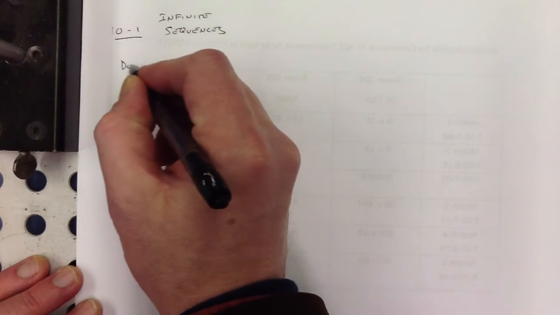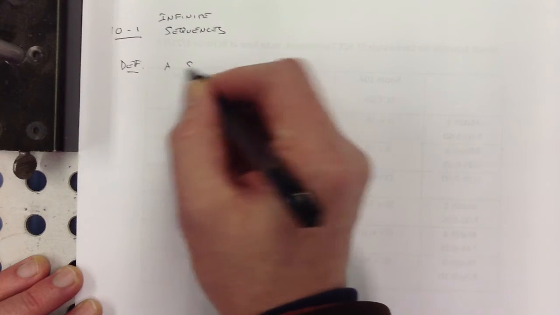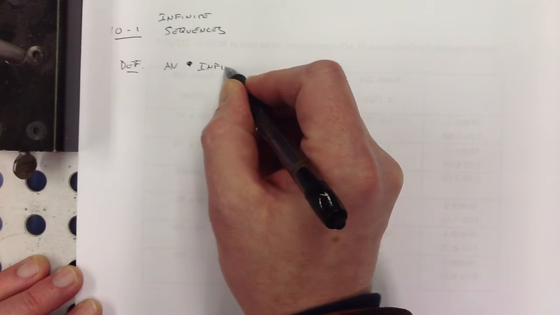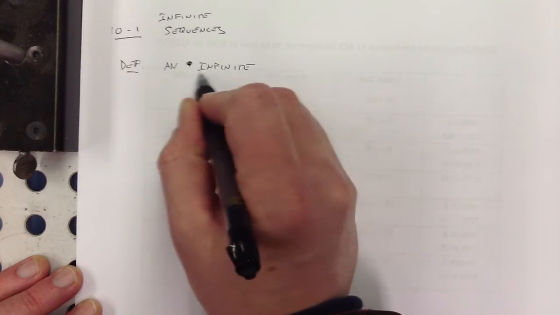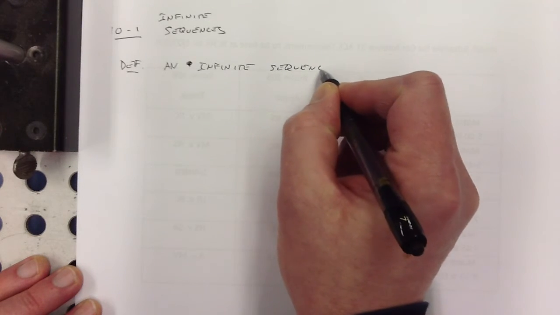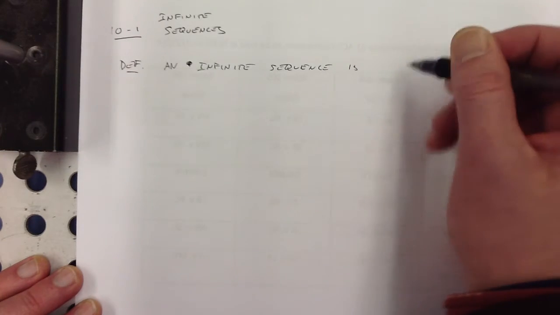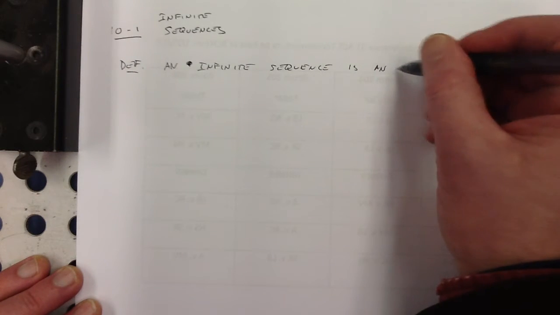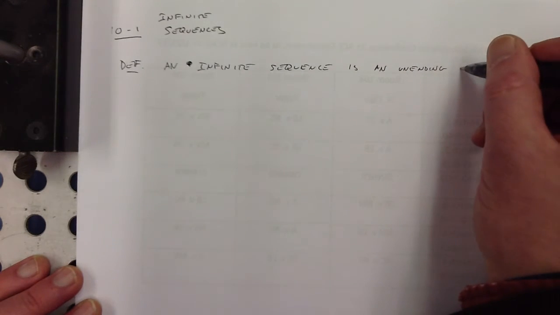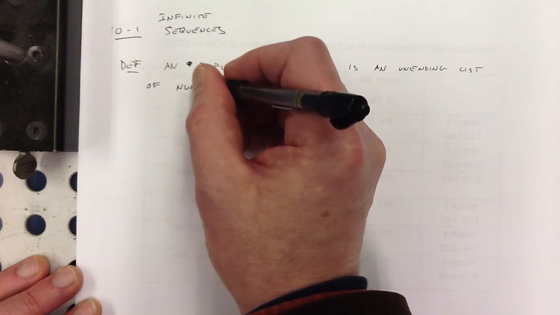So, definition. An infinite sequence. I was going to write a sequence there, but we don't really care about them in general. We're interested specifically in infinite ones. An infinite sequence is an unending list of numbers.